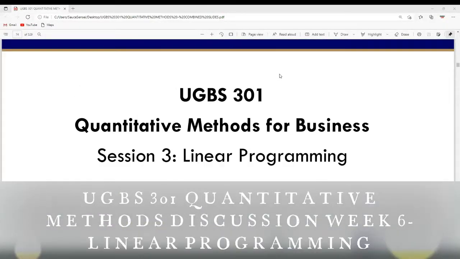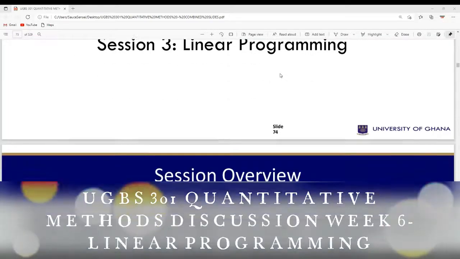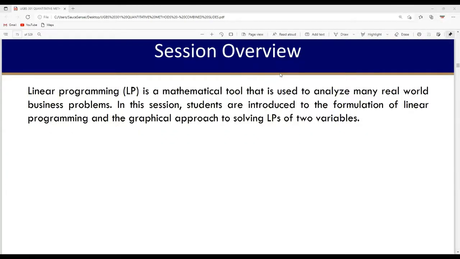Today we'll be starting with linear programming. Good evening. So, the session overview. Linear programming is a mathematical tool that is used to analyze many real-world business problems. In this session, students are introduced to the formulation of linear programming and the graphical approach to solving LPs of two variables. The LP is linear programming.